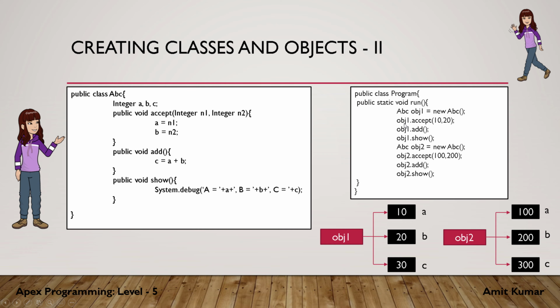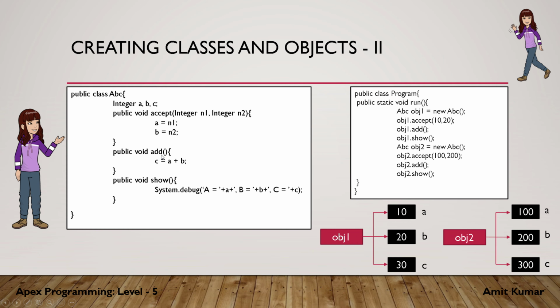So if obj1 is calling the accept method, then 10 and 20 will be assigned to A and B referred by obj1. Similarly, when obj2 will call the accept, the 100 and 200 will be assigned to A and B referred by obj2. Definitely, the same applies to add and show.